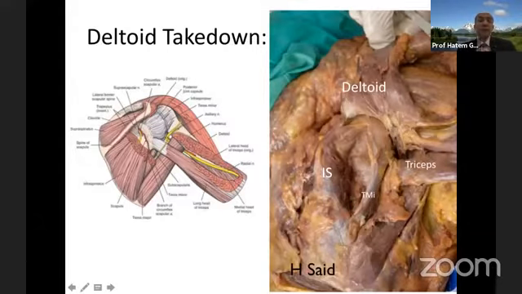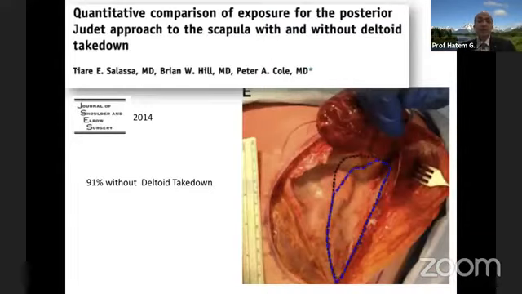Now, do we have to take down the deltoid every time? This paper found that you can do 90% of the surgeries. We can reach 90% of the desired part that you want to reach without deltoid takedown. So only if you have an upper glenoid or neck fracture do you need to take down the deltoid. Otherwise, just abduction and dissection beneath the deltoid will be enough. Anything on the lower part of the glenoid, on the lateral border of the scapula, we do not need to take down the deltoid.